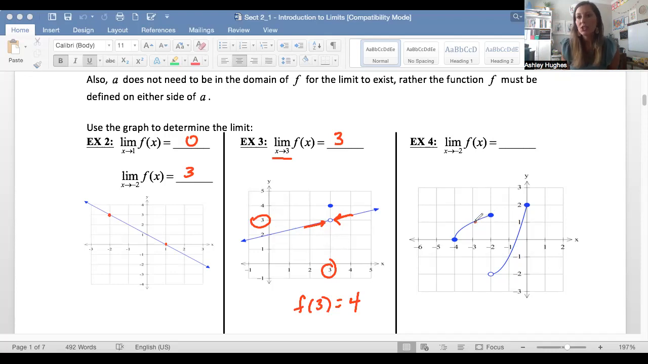Now here, at -2, as I come from the left side, I go up here, and as I come from the right side, I come here. Are my fingers going to the same thing? They're not. So we say the limit does not exist, because you're not going to the same value from the left and the right.